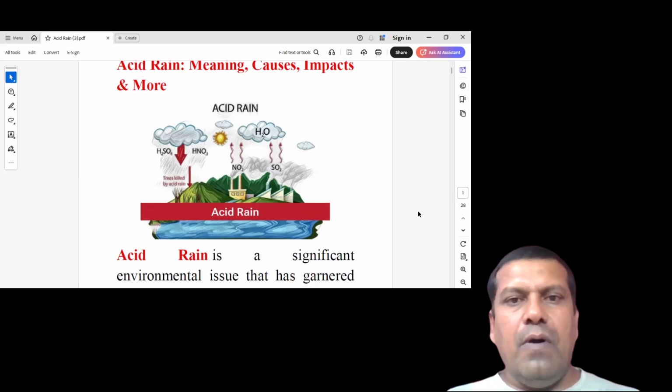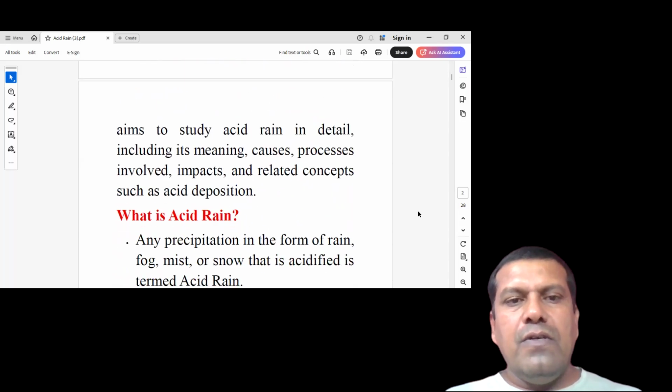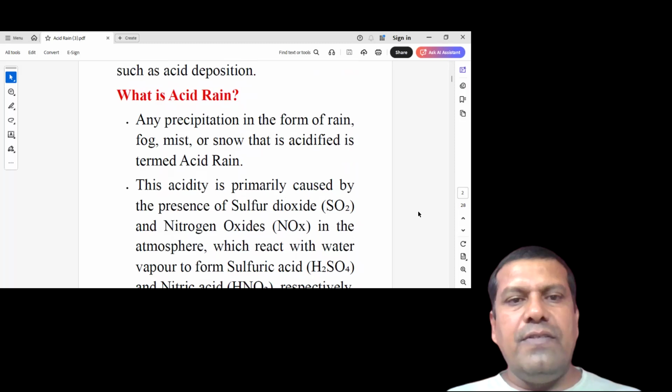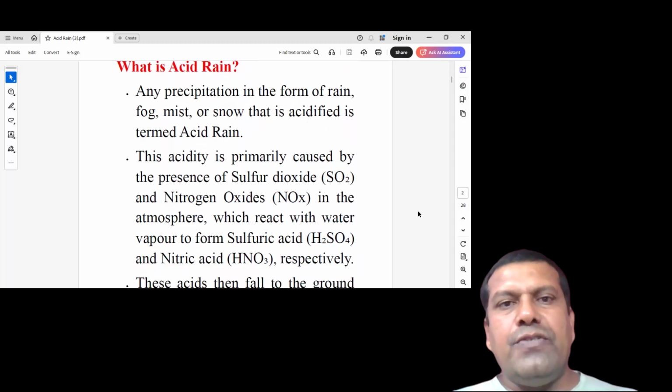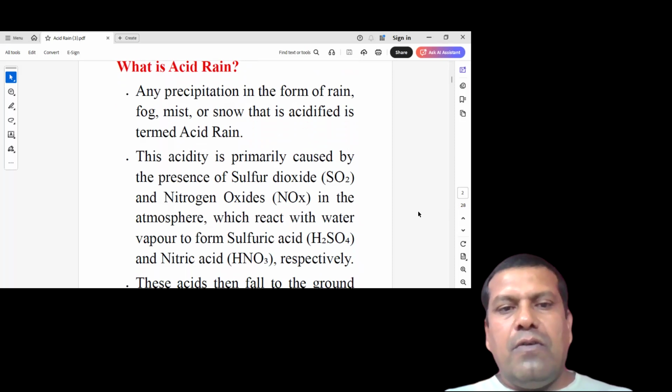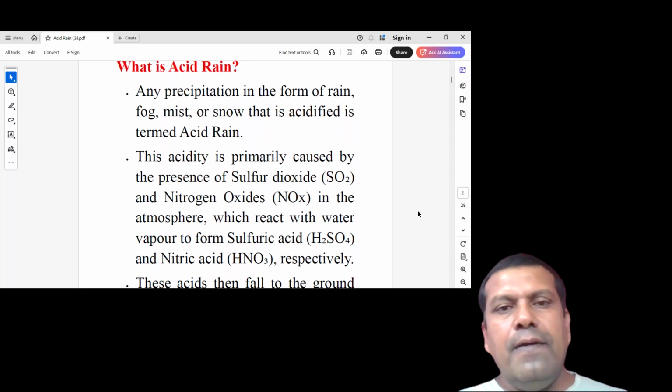Let us discuss the exact definition of what is meant by acid rain. So, what is acid rain? Acid rain is nothing but any precipitation in the form of rain, fog, mist, or snow that is acidified, termed as acid rain. What I meant to say is that the precipitation can be in any form, like raindrops, or it can be in the form of fog, mist, or snow.